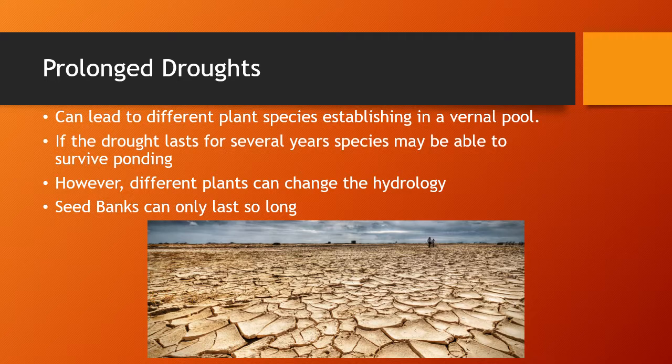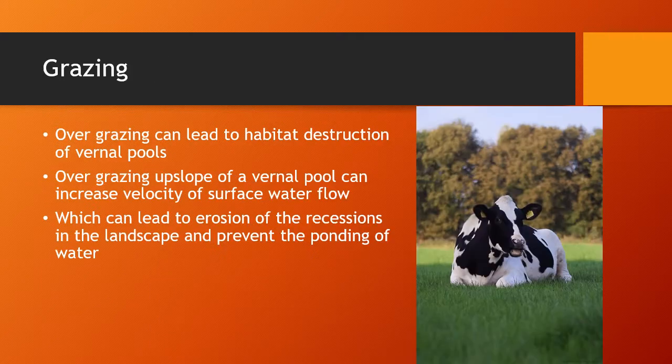The other important aspect of a drought is that seed banks can only last so long. Certain vernal pools have adapted to have seed banks that can last for several years. However, vernal pools have a limited time to come back online so those species can germinate. And if they can't germinate after a certain period of time, the seeds will deteriorate and they will not reproduce.